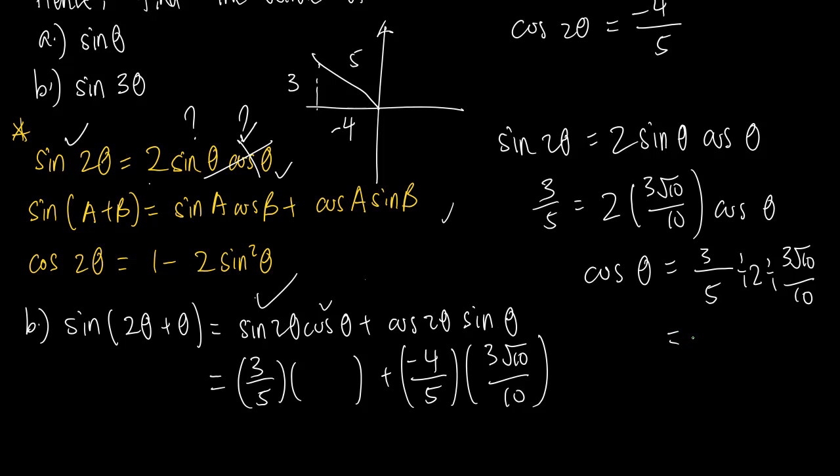So we can sub in square root 10 over 10. For the final answer, just key everything into your calculator: negative 9 square root 10 over 50. Alright, so that's the final answer.